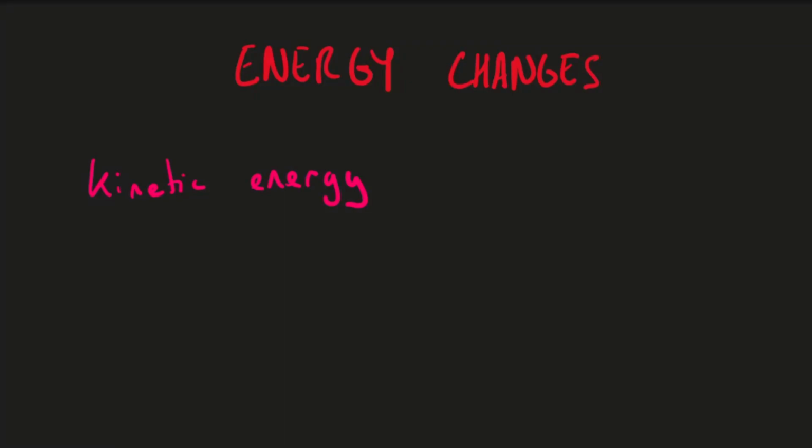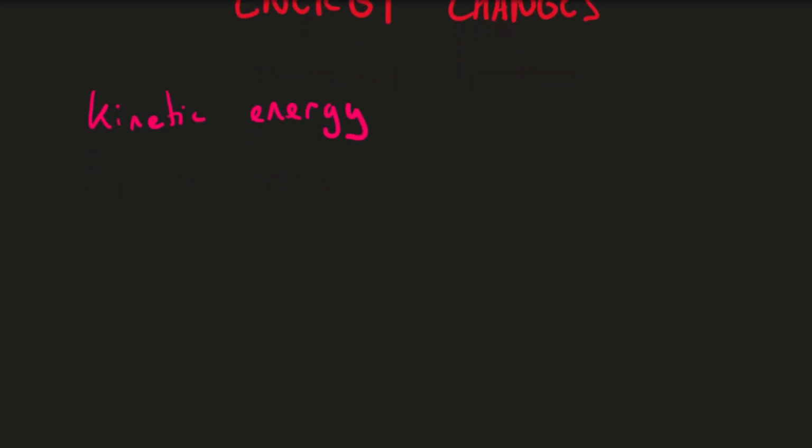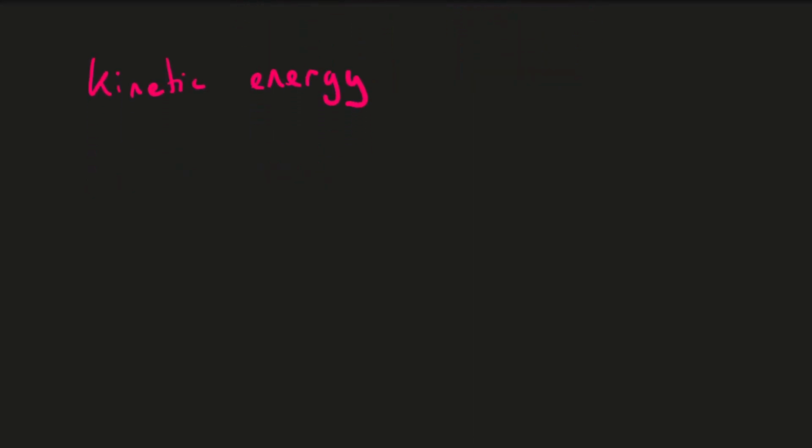Okay, so there are a few types of energy, but if you want to know in detail, including how to calculate the energy amounts, the first one we're going to look at is kinetic energy. Kinetic energy is all to do with something moving. So when you have something that's moving, it has a store of kinetic energy.